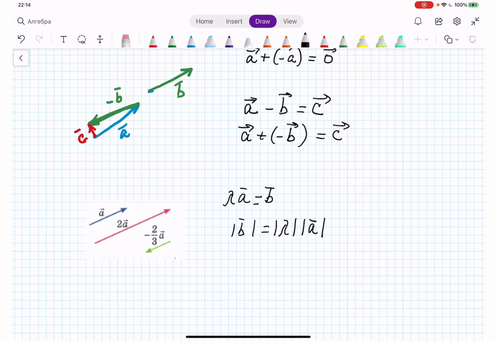Okay, so this is case number 1. Case number 2: since we have the absolute value, we are going to look at lambda greater than 0 and lambda less than 0. So if lambda is greater than 0, then vector A and vector B have the same direction. Okay?